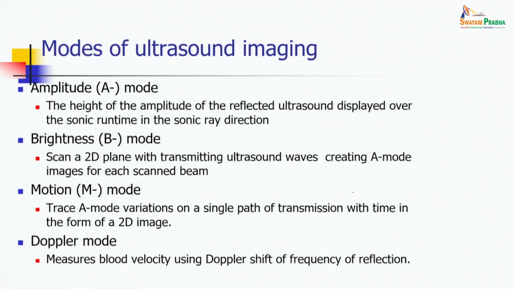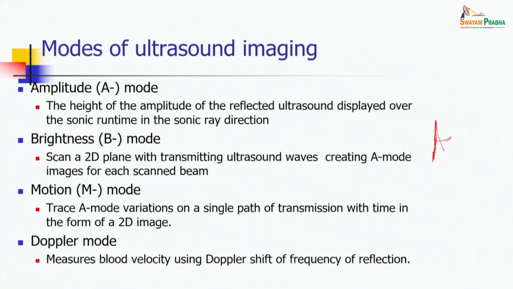There are 3 modes of ultrasound imaging. One mode is called amplitude mode, where the height of the amplitude of the reflected ultrasound is displayed over the sonic runtime in the sonic ray direction. So along one path itself you trace the reflected ultrasound beams, and from there you understand the structure just along that path. In the brightness mode, you scan over the 2-dimensional space, so you get the 2D structure.